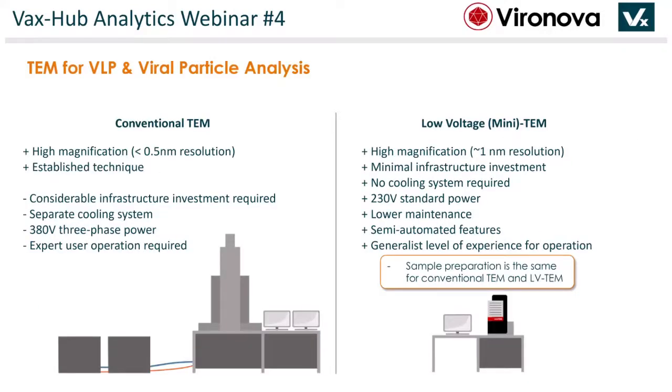If we compare this system with the gold standard, the conventional TEM, we can see the disadvantages of the conventional TEM, the most highlighted ones being the need for very specific infrastructures, which are normally very costly, and a high standard of expertise to use the equipment and to perform all the analysis.